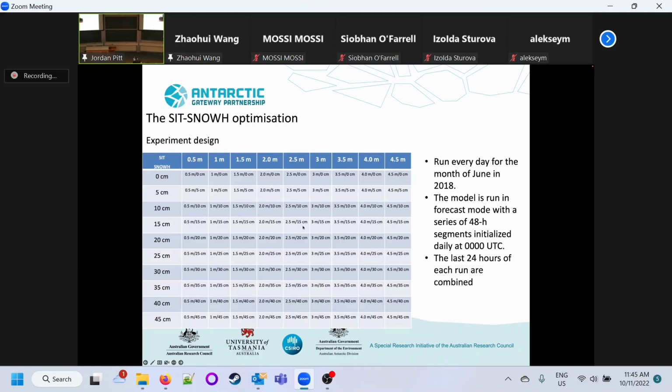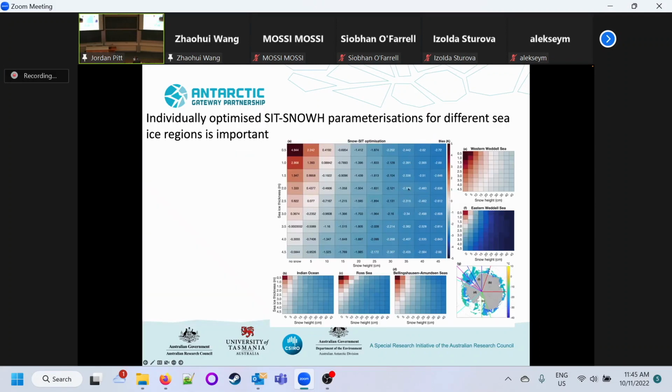We ran this model for July 2018, and we compared the surface temperature simulation with the observed surface temperature, and we got the domain average bias for each test. The larger panel is for the domain average for the whole Antarctic. And we found there are several local minima in the whole heat map.